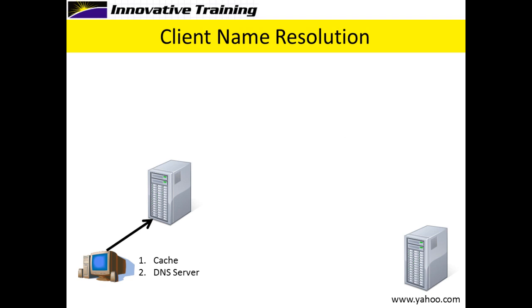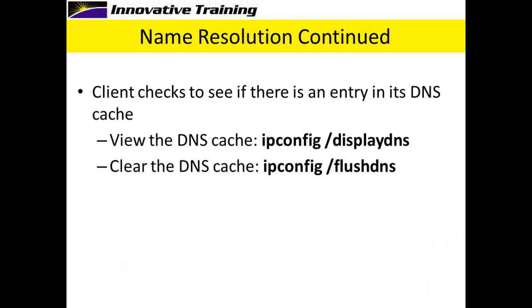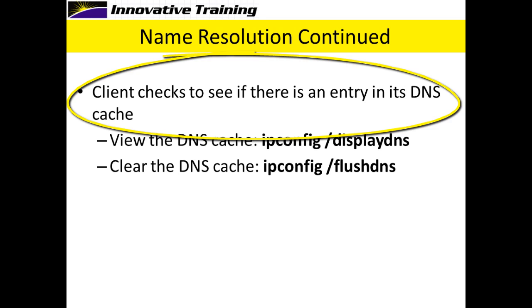On an overview level, let's say we have a client that's trying to resolve www.yahoo.com. The first thing the client does is check its cache, and if it can't get the answer from the cache, it will contact the DNS server. So when the client resolves a name via DNS, it puts the answer into a DNS cache, and the answer stays in there for a certain amount of time called the time to live. If the client needs to check and resolve a name, it's going to first check that DNS cache to see if it's already resolved that name in the past.